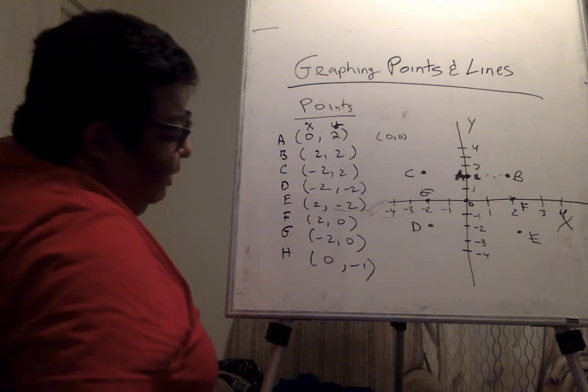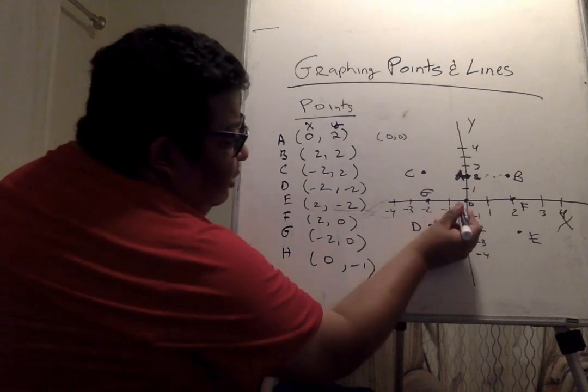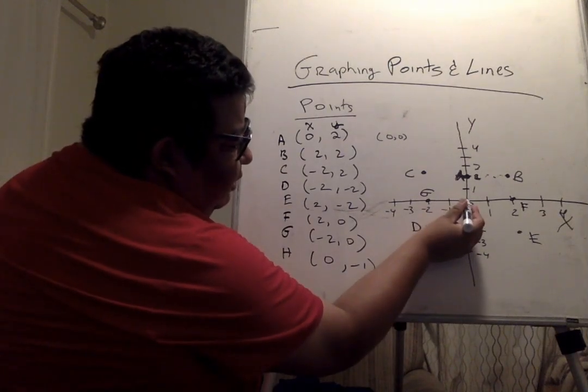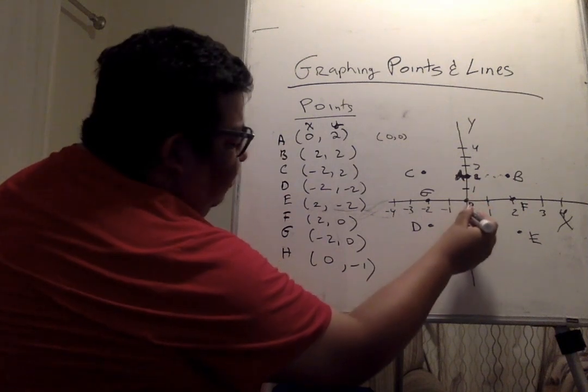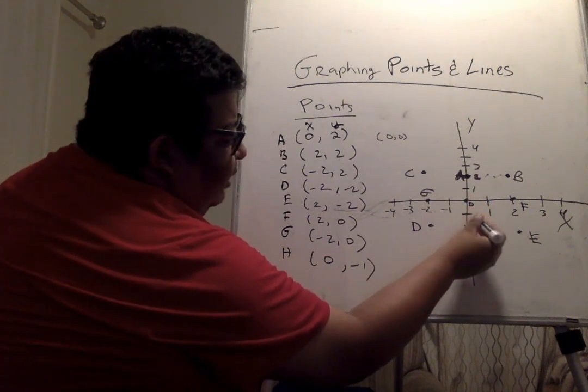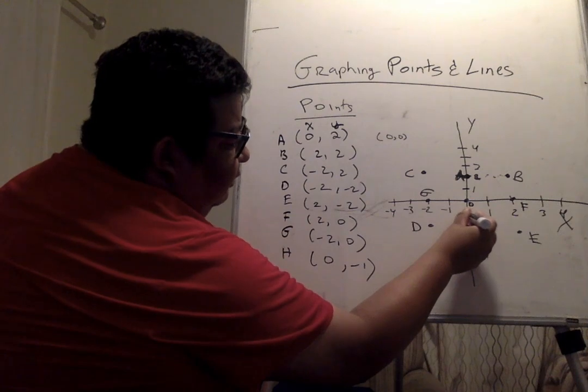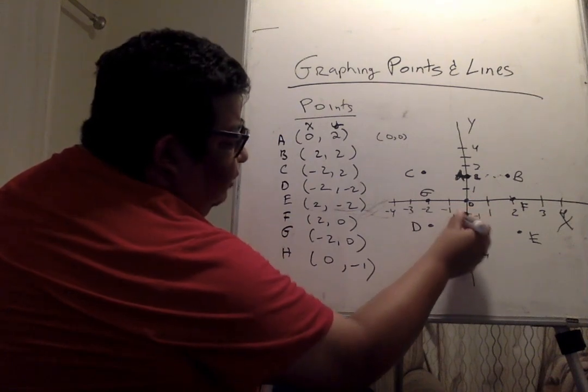Now the last point is 0, -1. So 0 is the origin, is in the middle in this line. So 0, and then we go -1. -1 is down, so 1, -1 here. So that would be H.